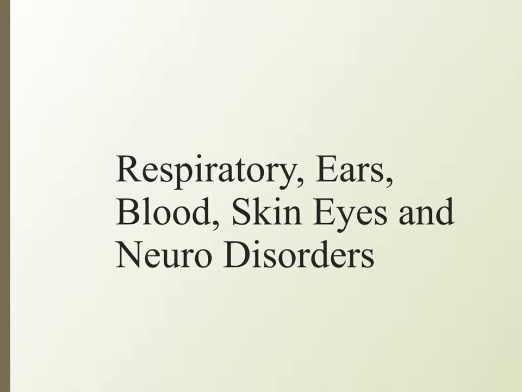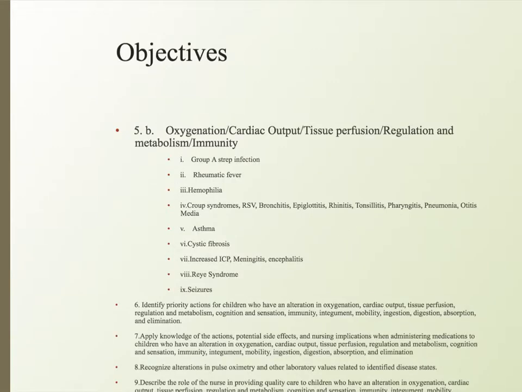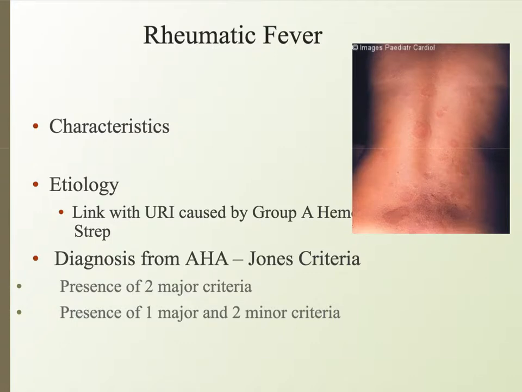The PowerPoint, actually this is just going to be respiratory. Alright, so our first topic is rheumatic fever. Rheumatic fever is an inflammatory disease that affects the heart, the joints, and the central nervous system. And it also can affect the subcutaneous tissue.